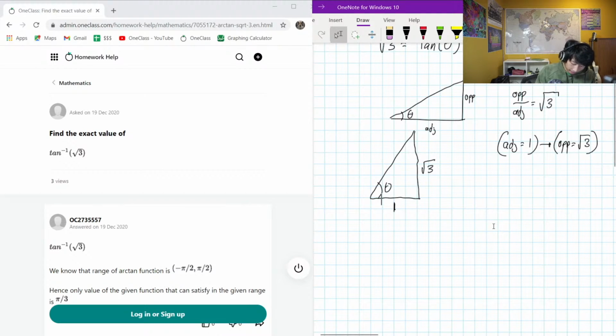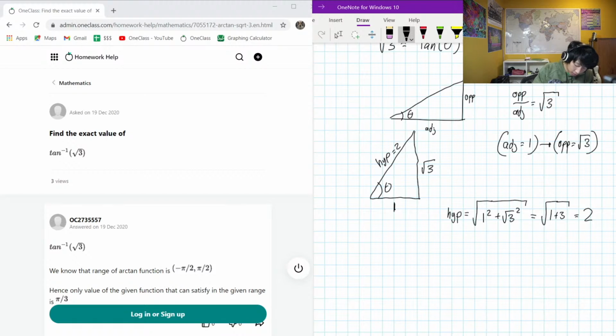Imagine, let's try to find the hypotenuse here. We can find the hypotenuse fairly easily, because the hypotenuse is going to be the square root of 1 squared plus root 3 squared, which is going to be 1 plus 3. That means the hypotenuse has to be 2.